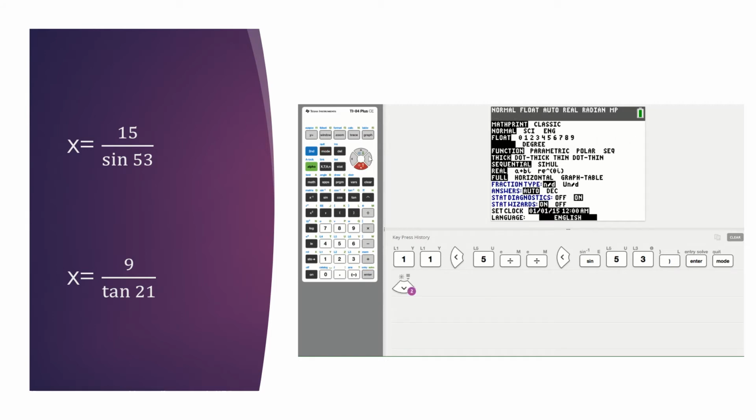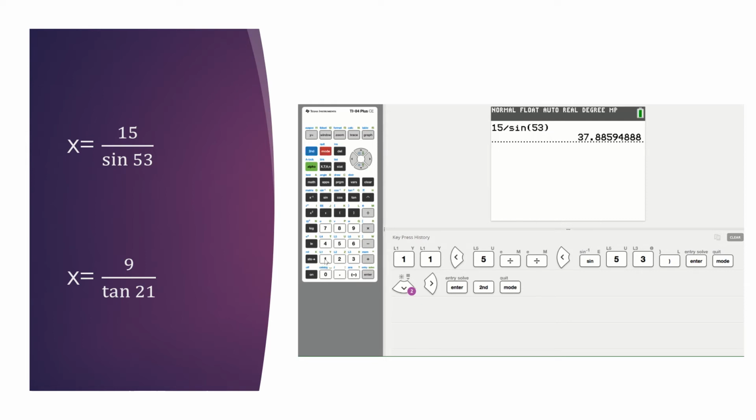Critical mistake. I need to be in degree mode, not radian mode. I should check my mode first. Let's get this thing over here in degree mode. Now, let's go back and redo this. That's a good object lesson. Didn't mean to do that, but hey. So 15 divided by the sine, hitting the sine button, 53. Close my parentheses. Round to the nearest tenth. That's better. 18.8. Don't know what the unit of measurement is, but hey, we're going with it no matter what.